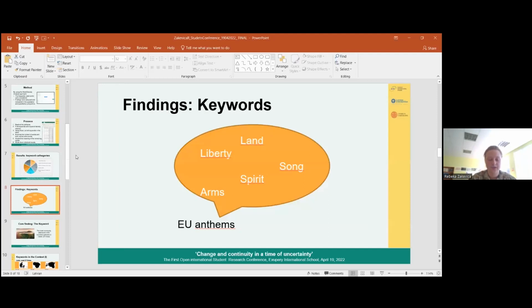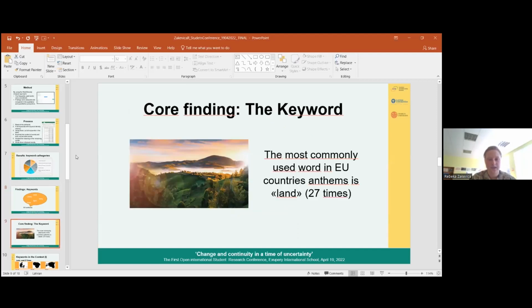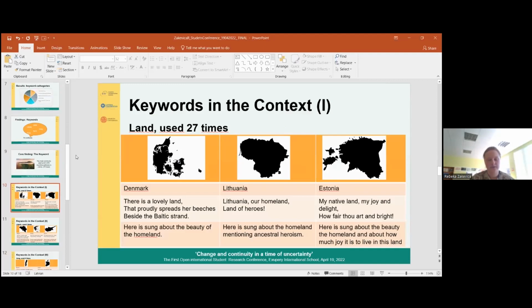The 5 most frequently used keywords in European Union anthems were land, liberty, song, spirit, and arms. The core finding was the most commonly used word in European Union country anthems, and that is the word land, which is used 27 times. Keywords in context. I will give the keyword, how many times it is used, a few country anthems in which the word is used for the context, and my perspective on how this word is used. I will start with the most commonly used keyword, land.